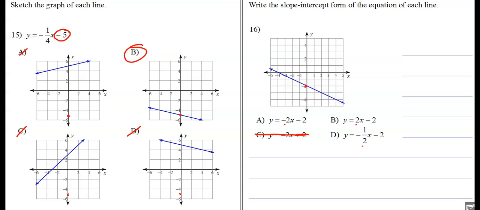Well, this line is going down from left to right. So I know it can't be the positive slope. And this one, when I look at it, it looks like we have a change of 1 and a run of 2. So it's a 1/2 negative. Correct answer there is D.